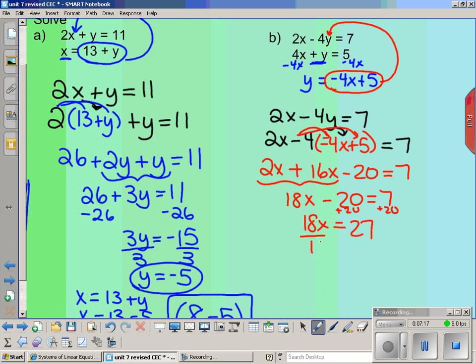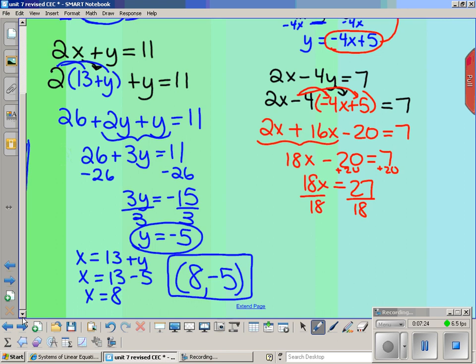And then we can divide by 18. Now, you're not going to get a whole number. Here's a little rule to follow. If that value is a terminating decimal, 27 divided by 18 is terminating, you can choose to write it in decimal form because it is an exact value. But if it was repeating or if it continued on, you would have to leave it in fraction form.